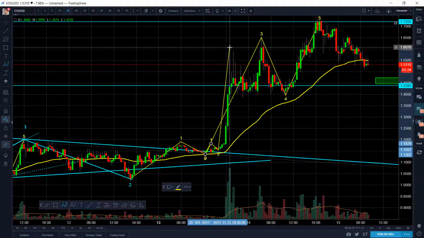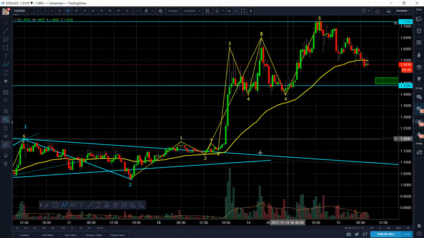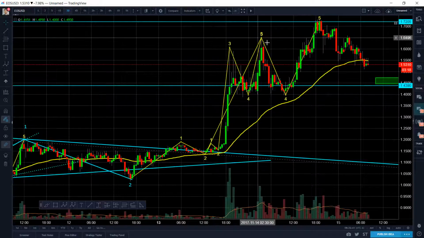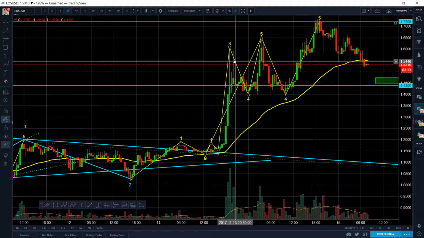And this one as the third one. This could be the fourth down here. And this could be the fifth, right? So we're seeing 5 waves within this third wave right here, which makes a lot of sense to me.